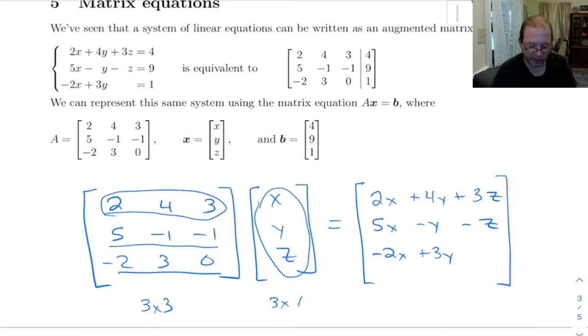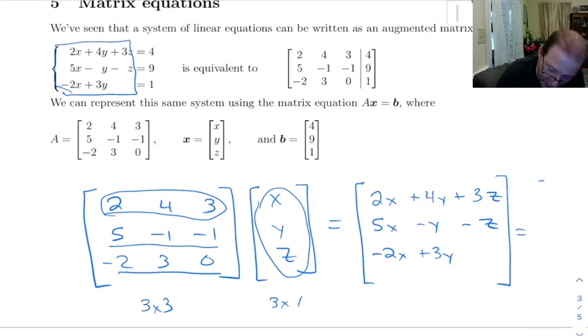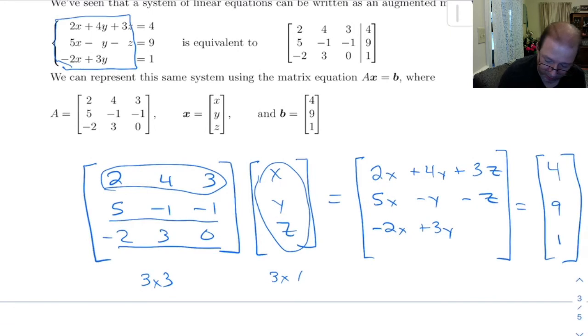So it gives you that, which is the coefficient or variable side of your system. If you have that equal to 4, 9, 1, that's really the same thing as the system that has this equals 4, this equals 9, and this equals 1. That's part of the reason why matrix multiplication is defined the way it is, so that we can write this out as a matrix equation, or as a system, or as an augmented matrix.